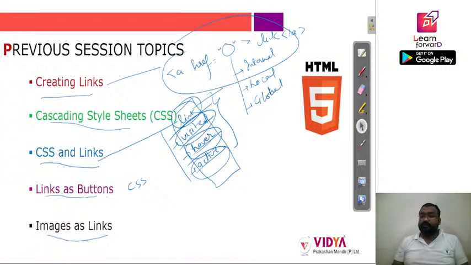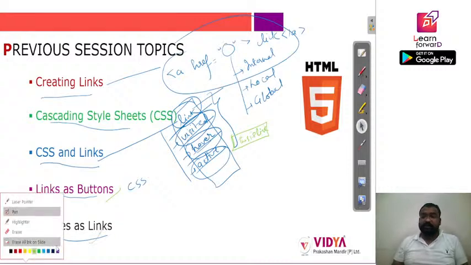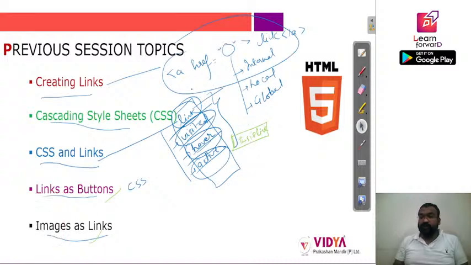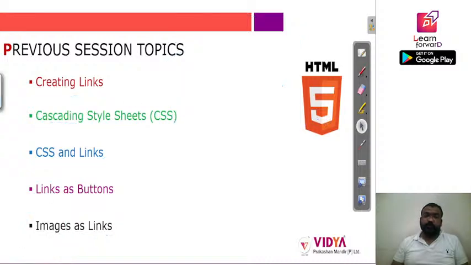Then we saw the link as a button. We set some properties by which we made the link look like a button, so that you can click on it. We did that with the help of CSS, and then we saw how we can create images as links. First we defined our link like this, and over here rather than defining text we defined our image. To define an image, we write the image tag, then in src we provide the URL of the image, and then simply close. So this is what we learned yesterday, and let's move on to today's topic.